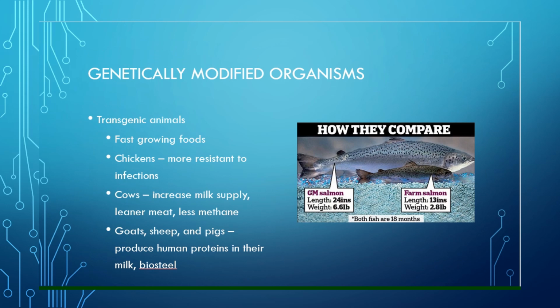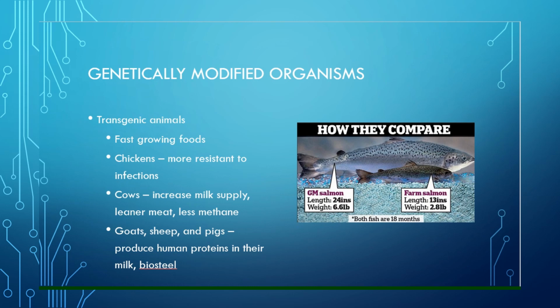So transgenic animals, they're usually genetically modified for fast-growing foods, or chickens are more resistant to infections. They've modified cows to increase milk supply, have leaner meat, and produce less methane. And then goats, sheep, and pigs produce human proteins in their milk and also this thing, biosteel.